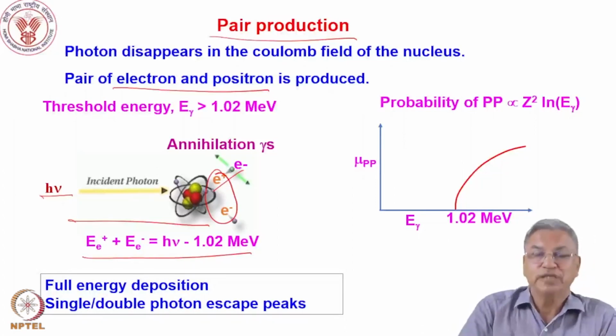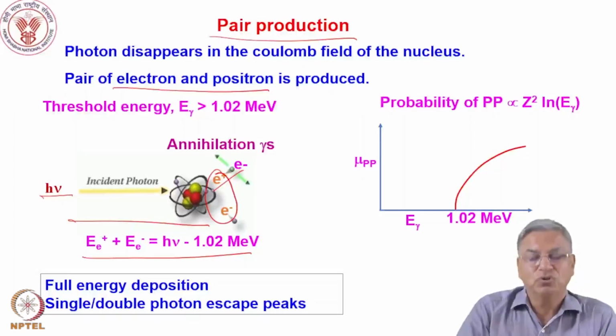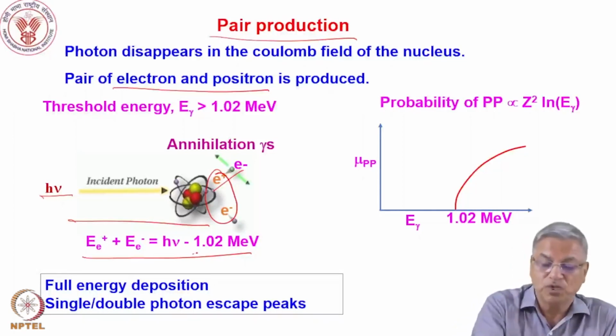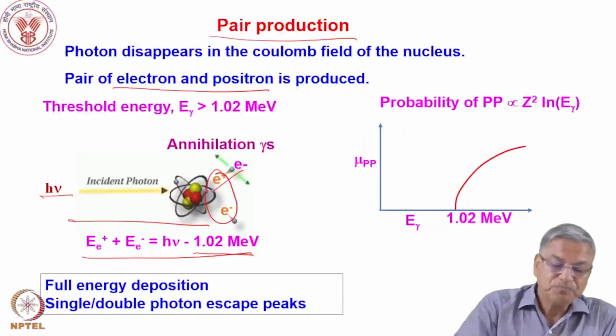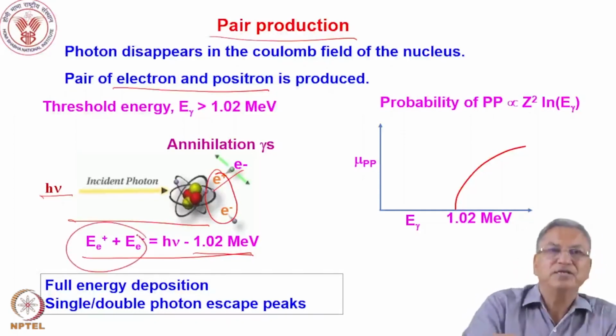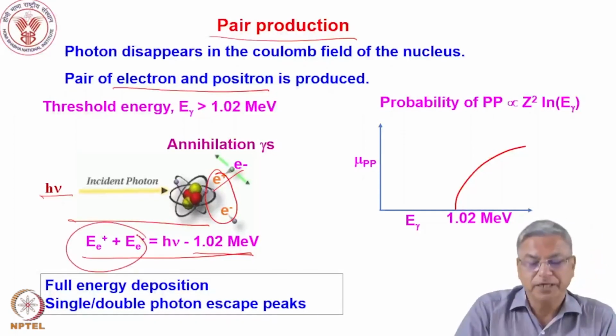But to create a pair of electron and positron, you require the rest mass energy of the pair, that is 1.02 MeV. And so that is the threshold for this pair production process. The remaining energy, Hν minus 1.02, is going as the kinetic energy of the electron-positron pair.